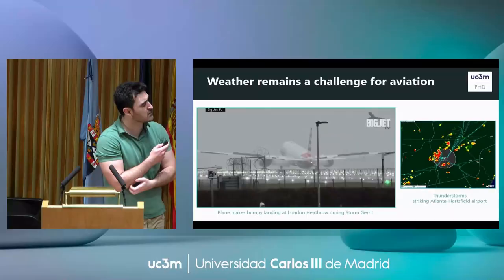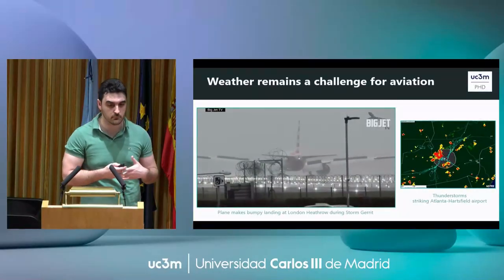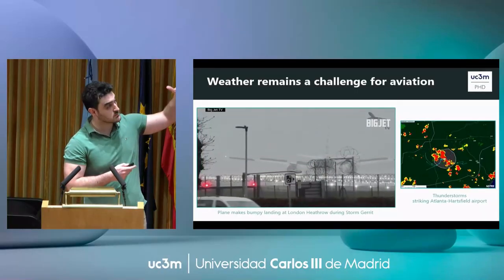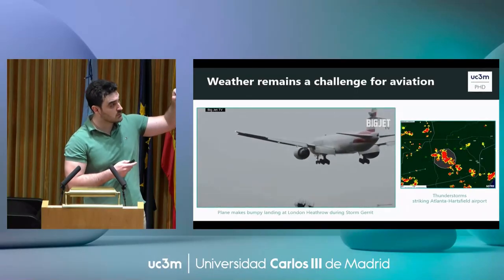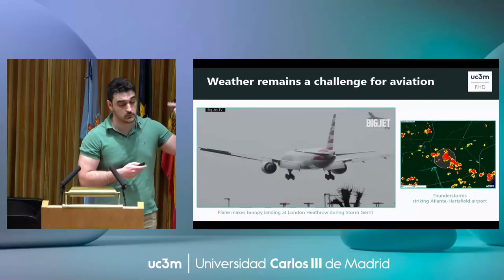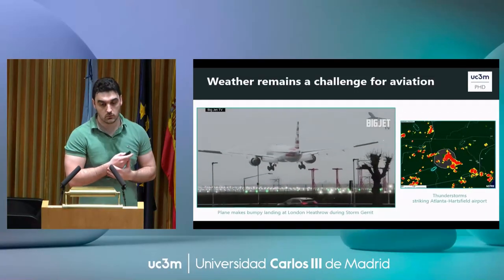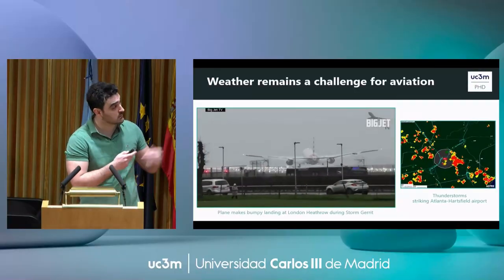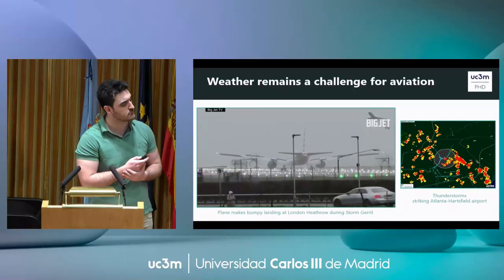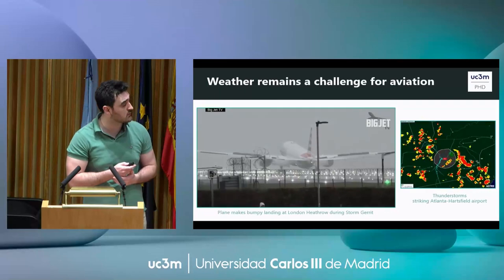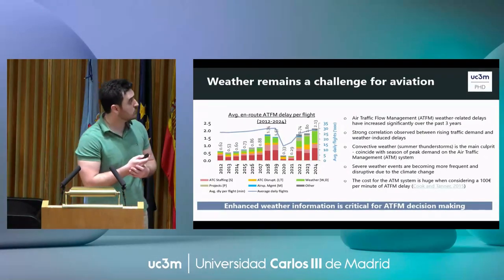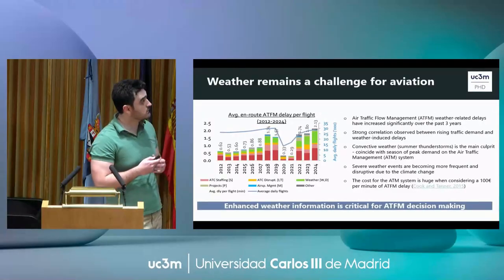And on the right part, you see how storms affect the network operation in an airport. Here you see the Atlanta airport, one of the busiest airports in the US, and you see that when a storm strikes, the aircraft start making holding patterns in order to wait until the storm disappears and they can go through the runway and land.